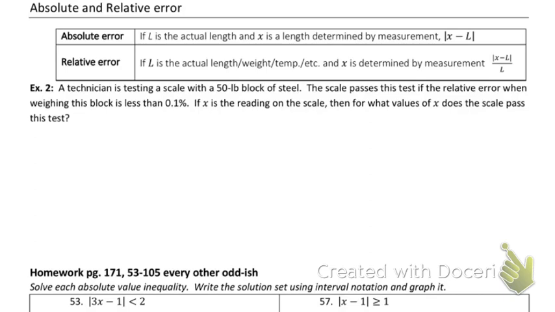Yes? If it's too short or something, why don't you say a negative? Because I don't care that it's a negative. I only care that it's off.